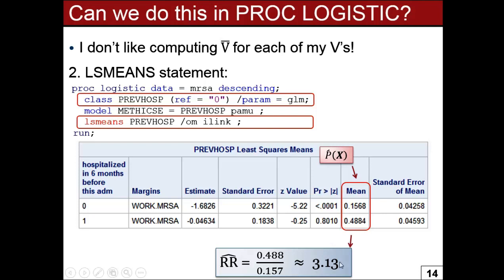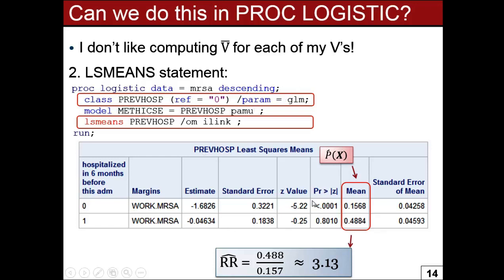Okay, so this is cool. And you have to put the class statement in, and you have to use param equals GLM. This is a different way of coding dummy variables, and this statement will only work if you tell it to code the dummy variables using the GLM way. The Proc GLM does it.